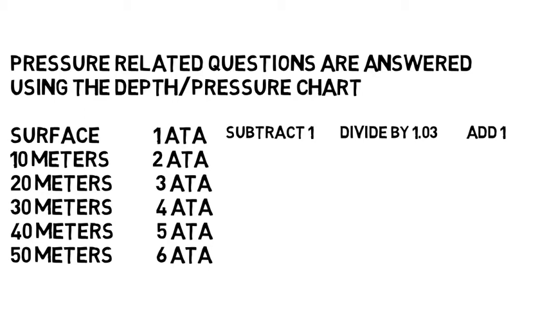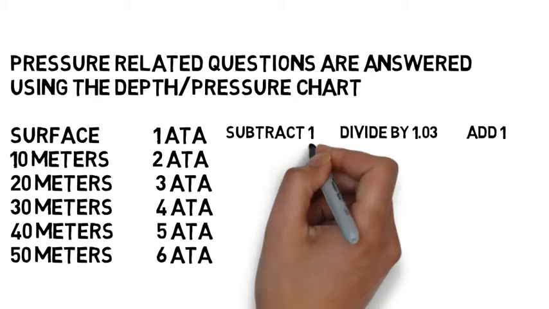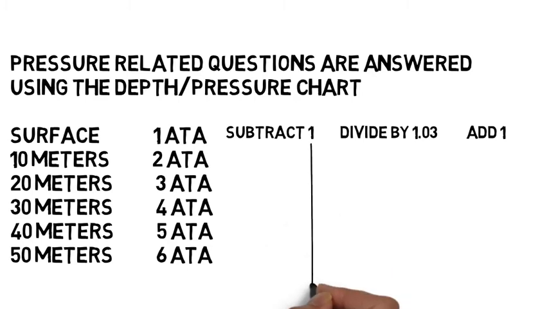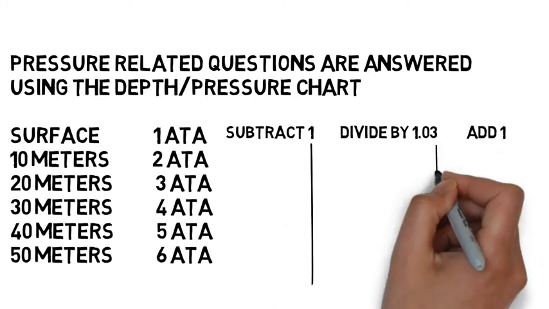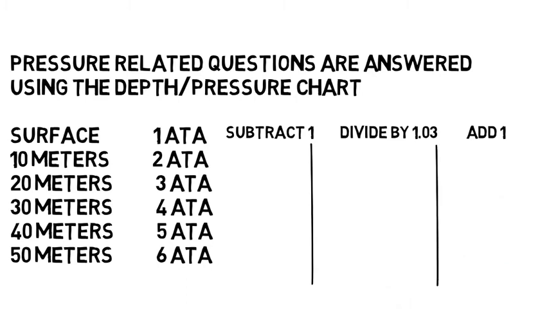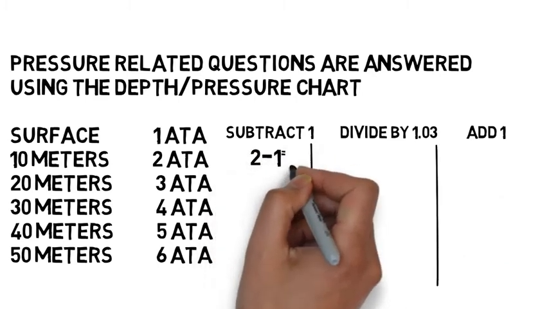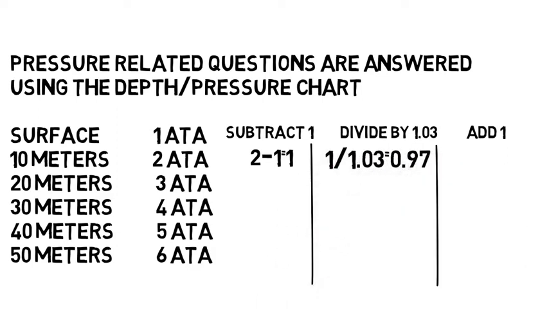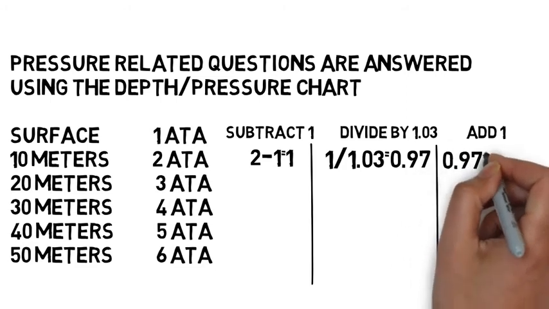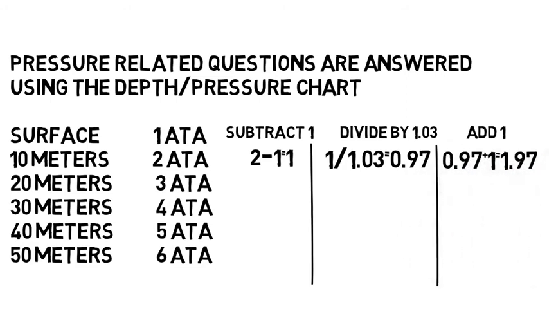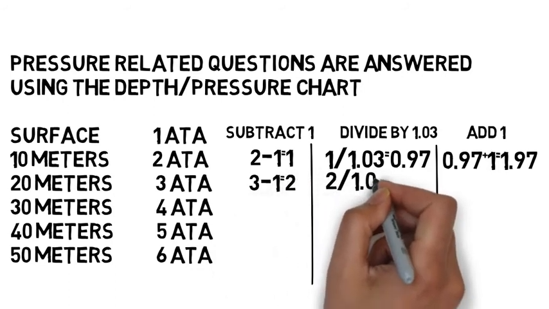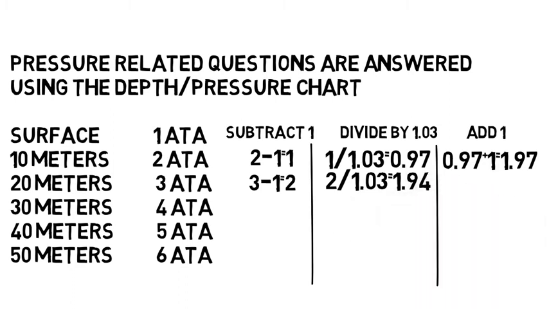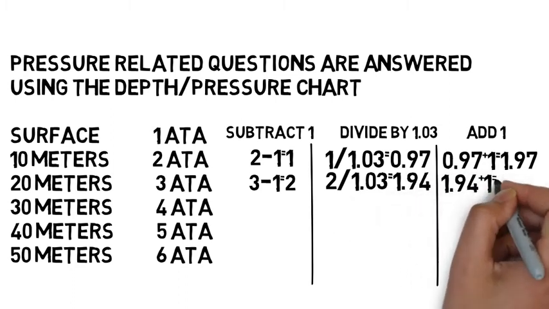So how would we do that? Well, if we're at 10 meters in fresh water, that is 2 atmospheres in salt water. The first thing we are going to need to do is take off the 1 atmosphere of pressure represented by the atmospheric pressure at the surface. 2 minus 1 is 1. We then divide by 1.03 to adjust for the slightly reduced weight of fresh water, which gives us 0.97. And then that 0.97, we need to add the 1 atmosphere of atmospheric pressure back in to give us a pressure of 1.97 atmospheres at 10 meters in fresh water.